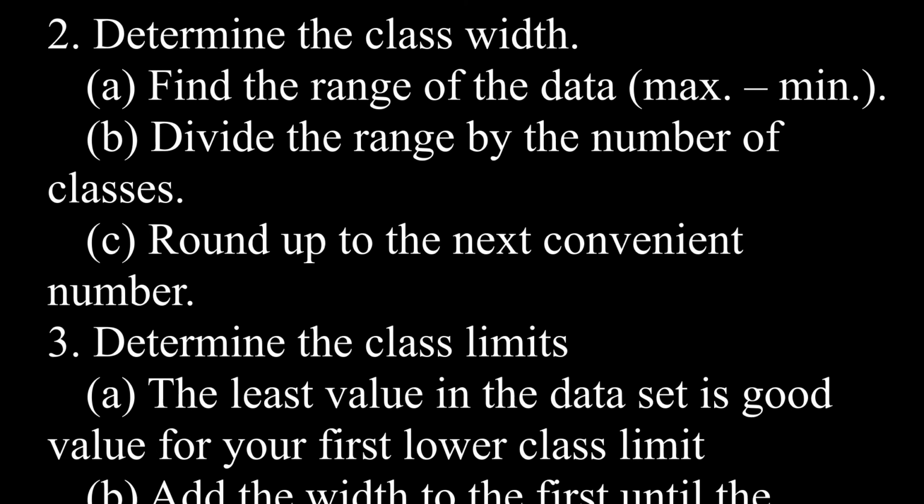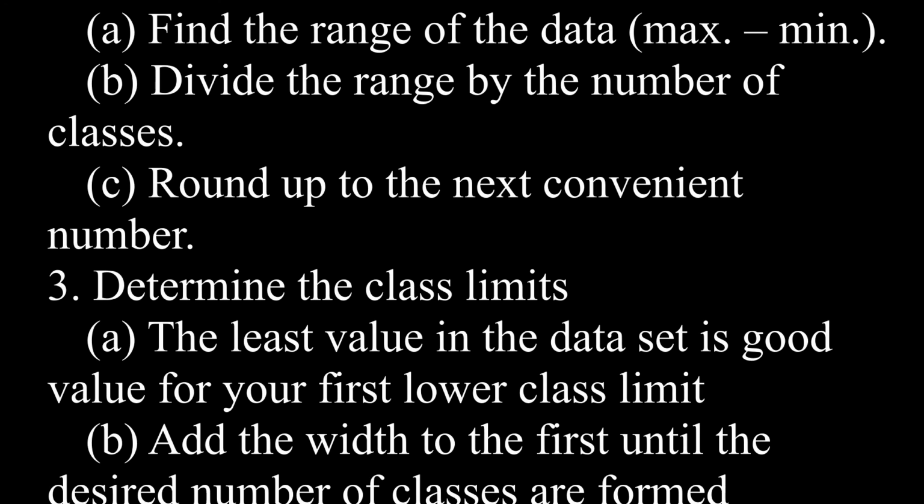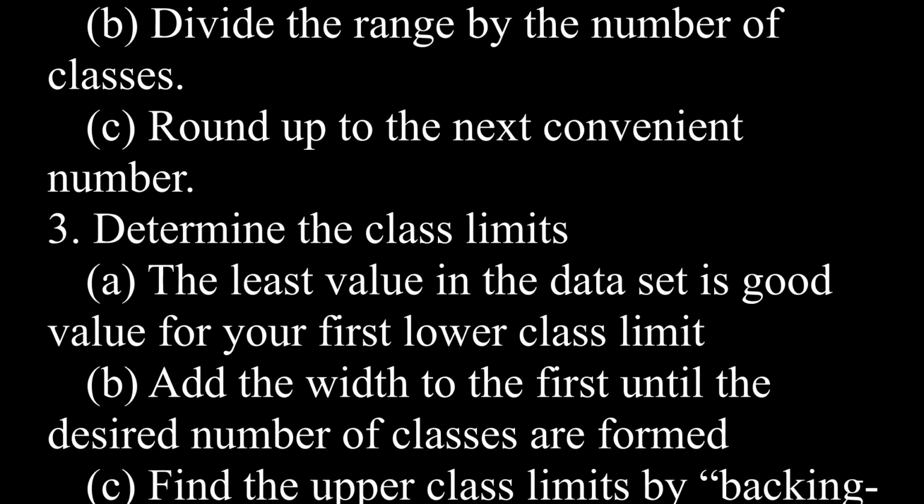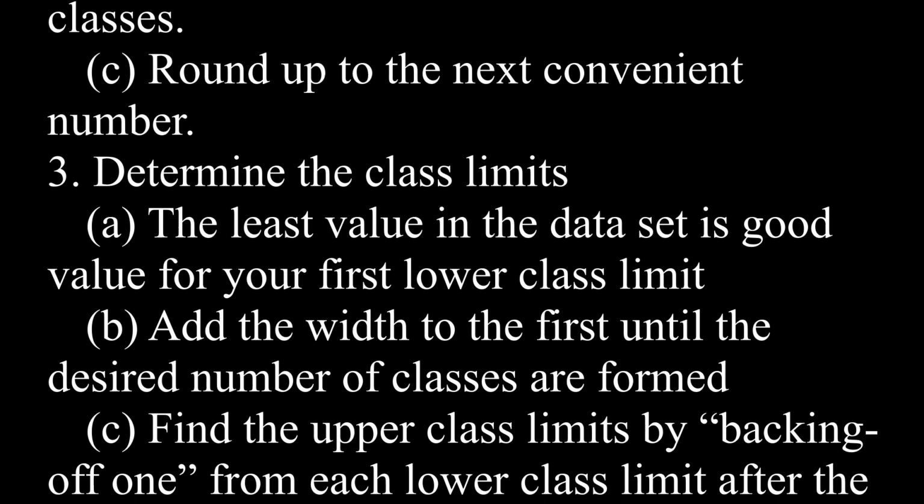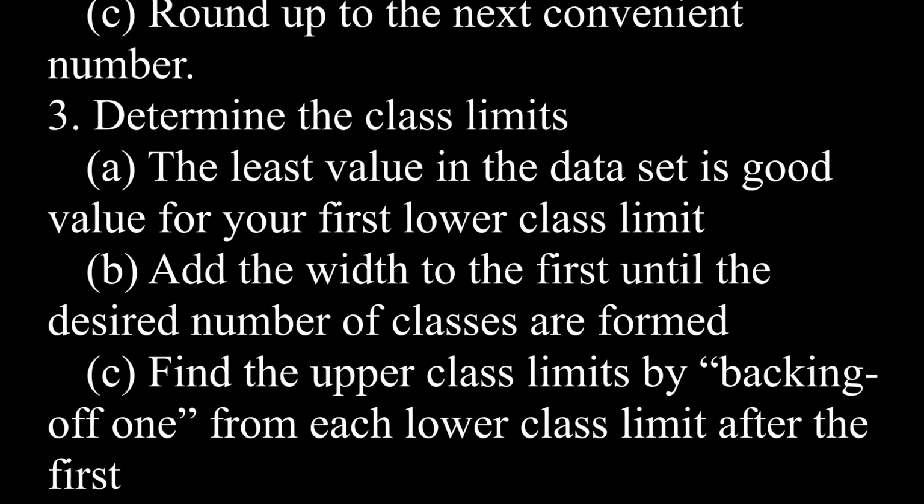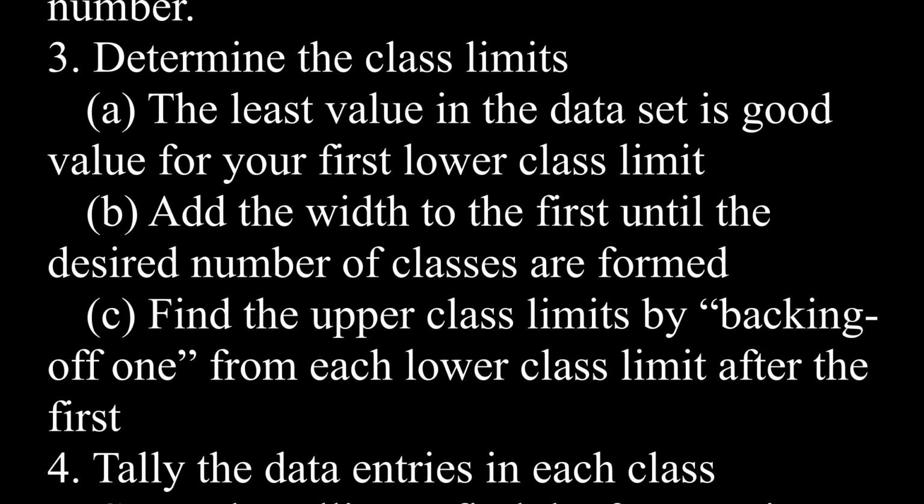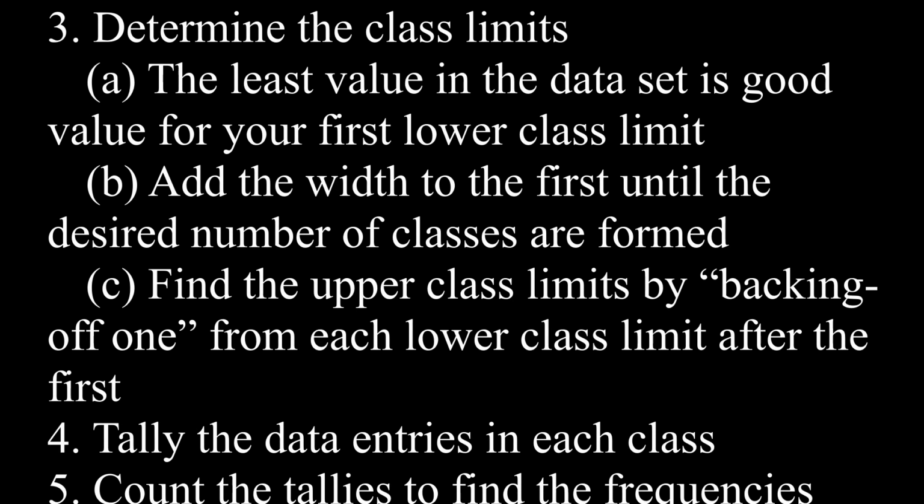Then, once you have the class width, you determine the class limits. To get this, you start with the smallest value in the data set and make that your lowest class limit, your first lower class limit, and then you add the class width to that until you get to the number of classes. So if you have 7 classes, you'll add the class width to that lowest one 6 times to get 7 lower limits, and then you'll knock off 1 from each of the first 6 to get their upper class limits, and then add a class width to get the last upper class limit.